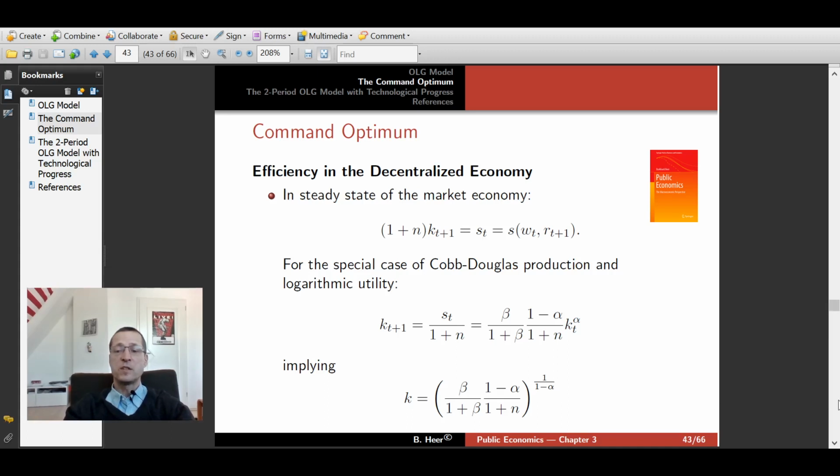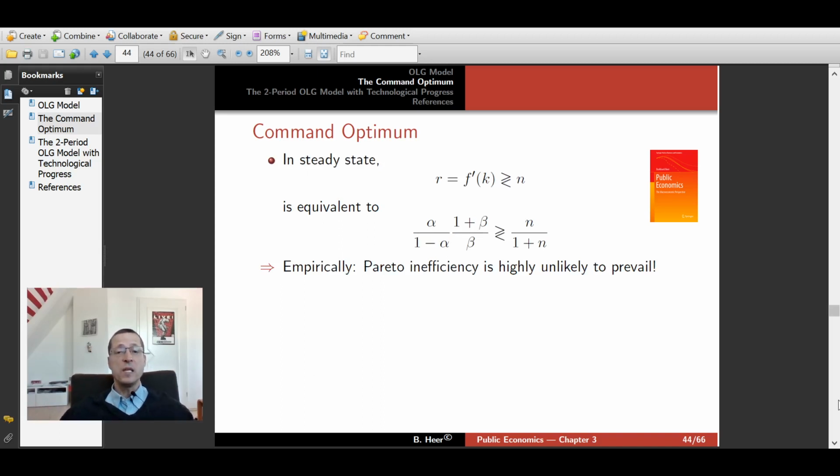Now we wonder whether, for this example, this decentralized economy is dynamically efficient or not. Of course, the same argument holds. It depends on whether the marginal product of capital F prime is larger or smaller than the population growth rate n. In the decentralized economy, the real interest rate is shown to be equal to the marginal product of capital F prime. For our example, this is equivalent to the condition that the left-hand side here is larger or smaller than the right-hand side.